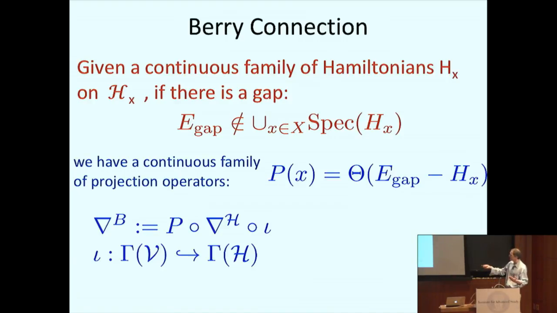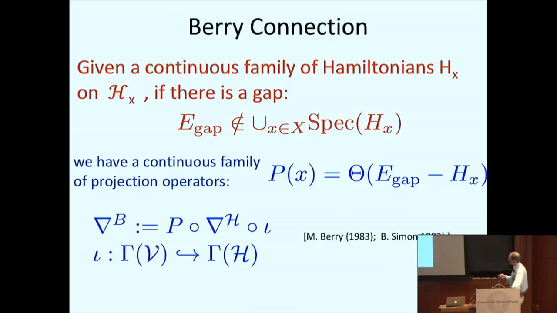So iota simply takes a section of V and interprets it as a section of H. The connection on the Hilbert bundle differentiates it. In general, that derivative takes you out of V, and so you must project back into V. And I'll denote this nabla B, where the B is for Berry, but it could also be for Barry, because it was Barry Simon who actually first interpreted correctly Berry's mysterious geometric phase.